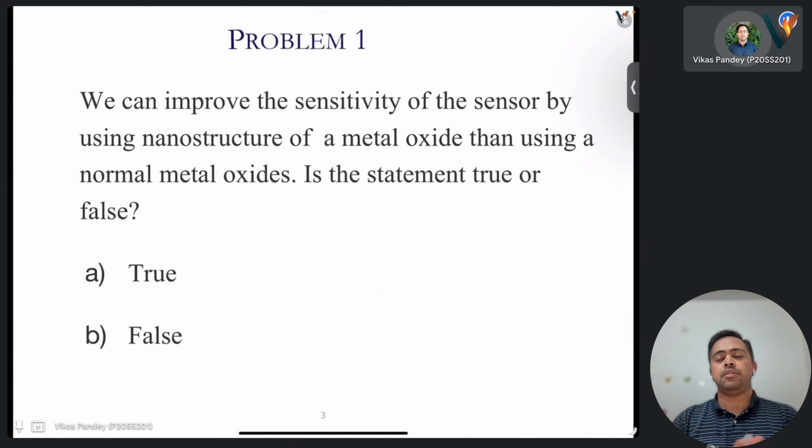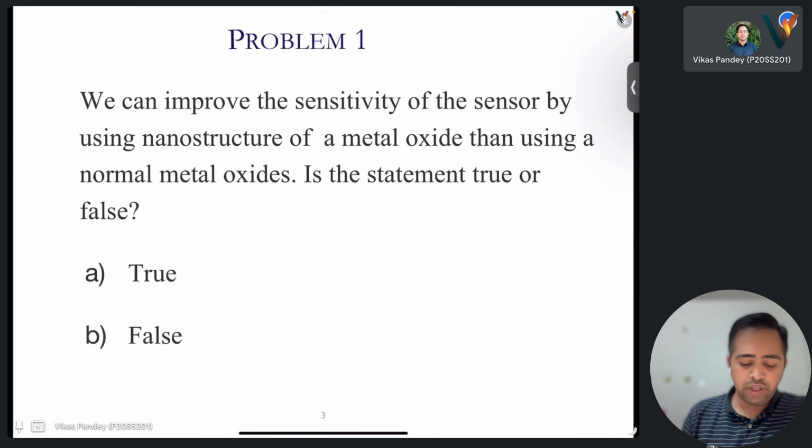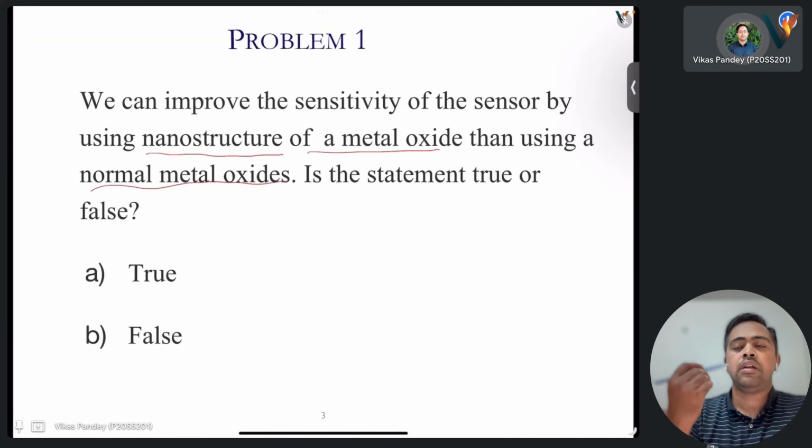So let's discuss some questions related to this week's contents. The first question is: we can improve the sensitivity of the sensor by using nanostructures of a metal oxide rather than using a normal metal oxide. Is this statement true or false? Here we are talking about a nanostructure of a metal oxide and a normal metal oxide.